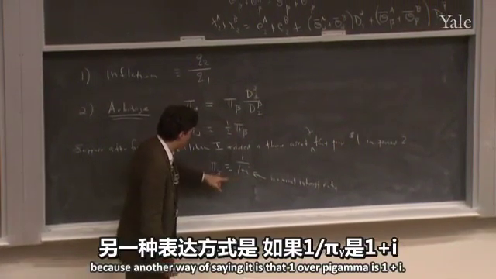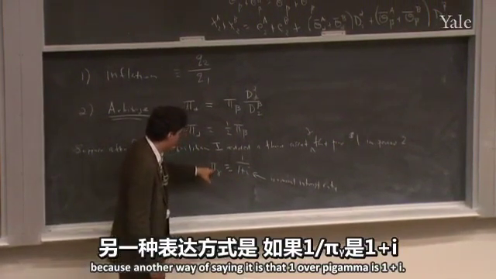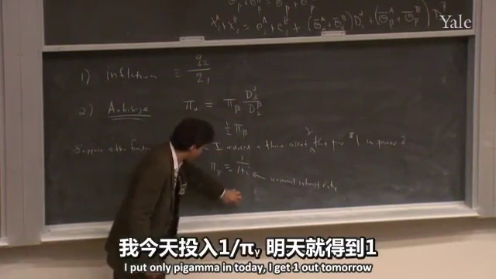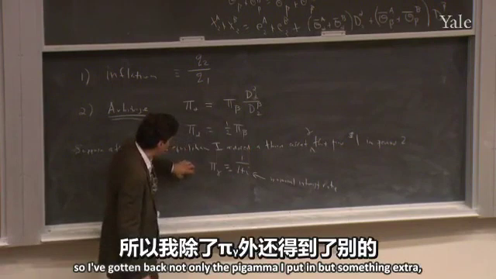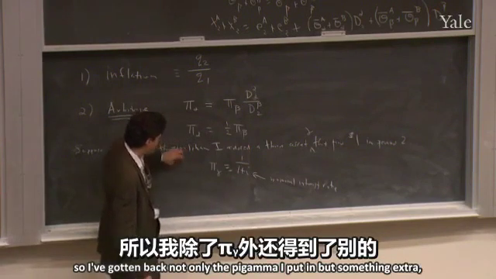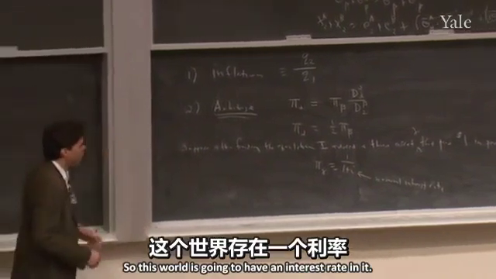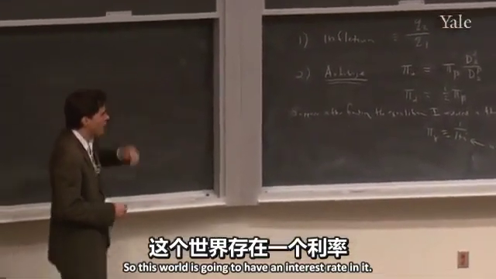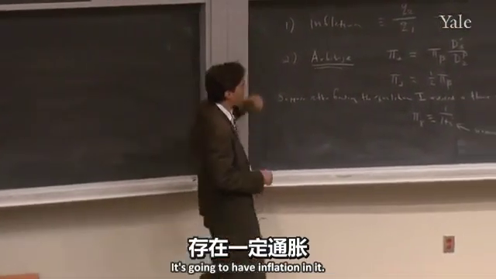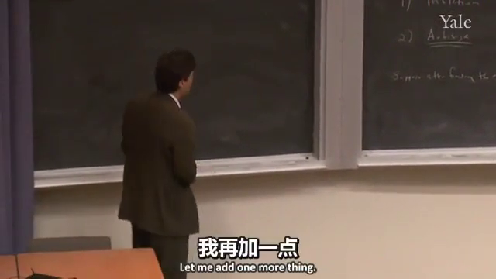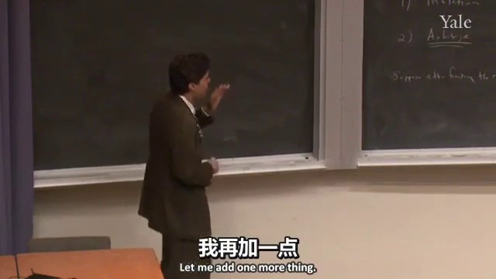Another way of saying it is that 1 over pi gamma is 1 plus i. I put only pi gamma in today and get 1 out tomorrow, so I've gotten back not only the pi gamma I put in, but something extra, that's 1 plus the interest rate. So this world is going to have an interest rate in it. It's going to have inflation in it. With me so far? All right, so now Fisher makes his most important point.